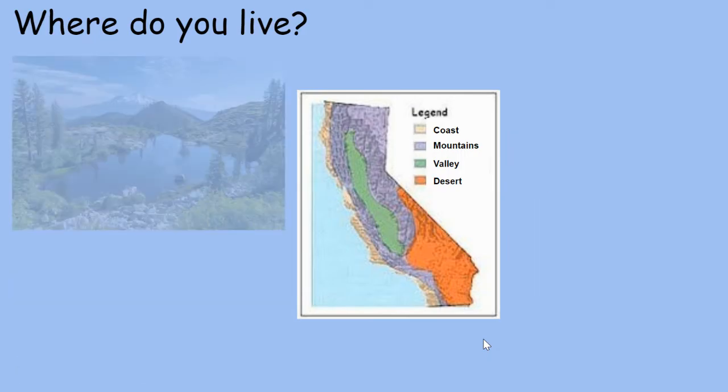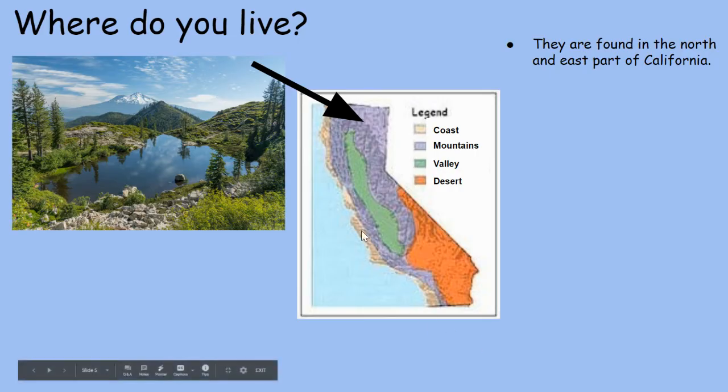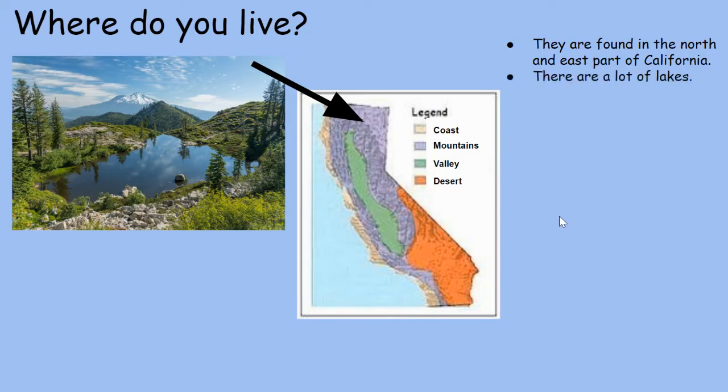The next one is the mountain region. They are found in the northern and east part of California. So on this side, do you see how they go all around the valley? Those are all mountains. There are a lot of lakes, as you can see in the picture. The water is used to drink, or it's also used for irrigation for the farmers to grow stuff.